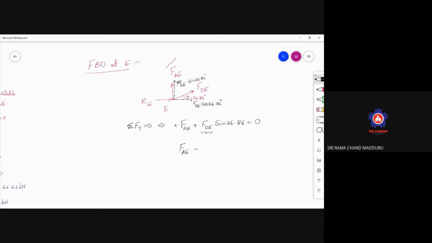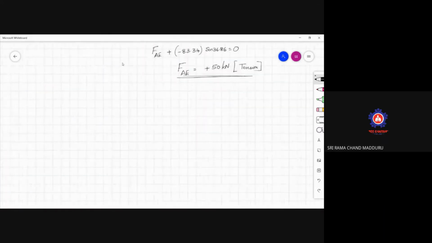So this is my plus into. Don't simply write the magnitude; you need to mention the sign convention also, into sin 36.86 equal to 0. Now tell me the value of FAE, whether it is positive or negative. What the problem expects is calculating the magnitude of the force as well as the nature of the force.